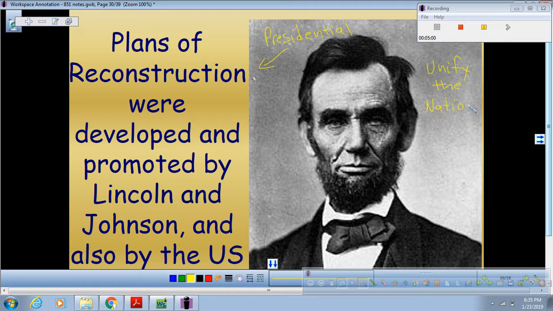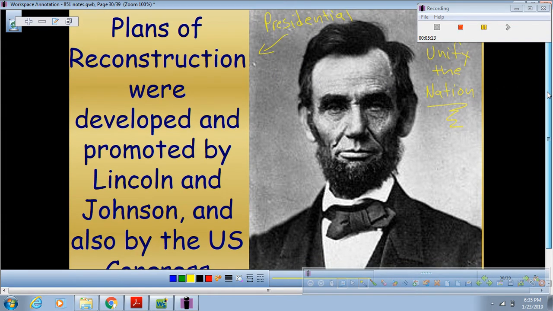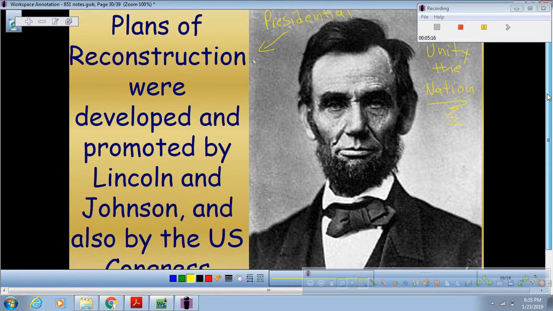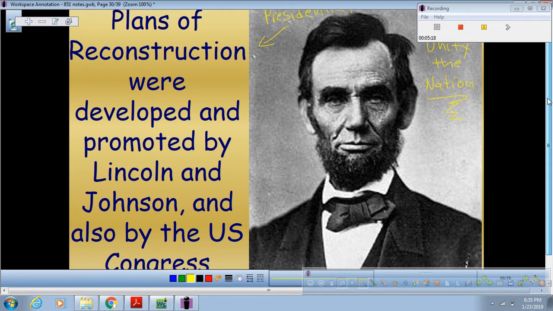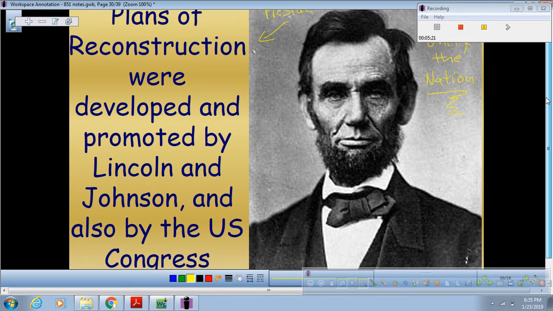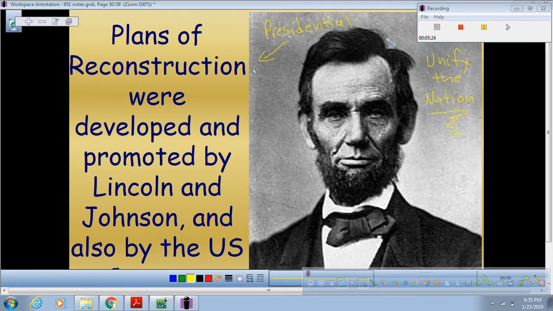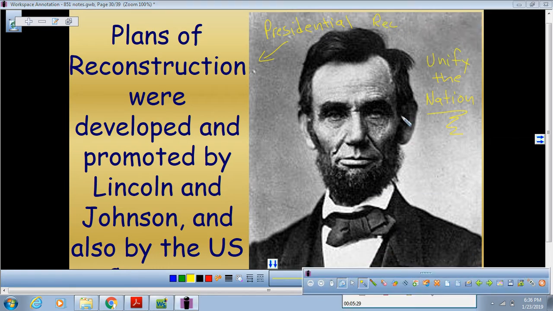And Lincoln had a rather easy Reconstruction plan that was not very harsh on the South at all, where he wanted the South to willingly accept the federal government and become part of the United States again. So Lincoln's goal, which is called presidential Reconstruction, which Johnson would continue, was to unify the nation and bring the United States back together.